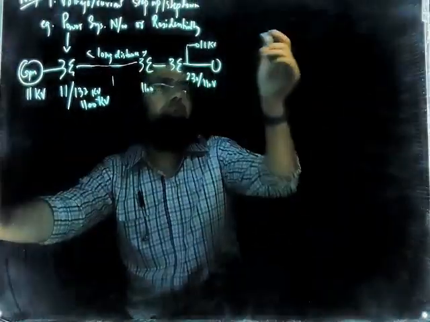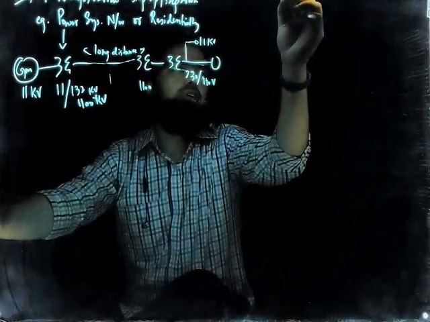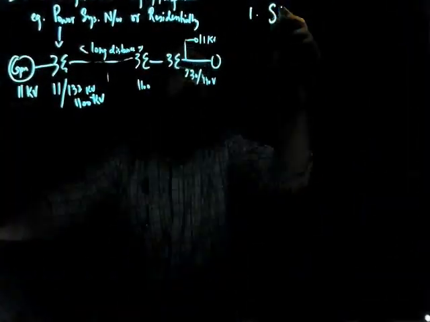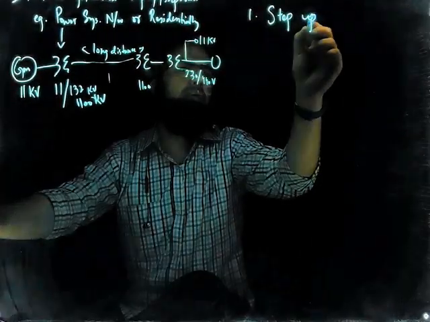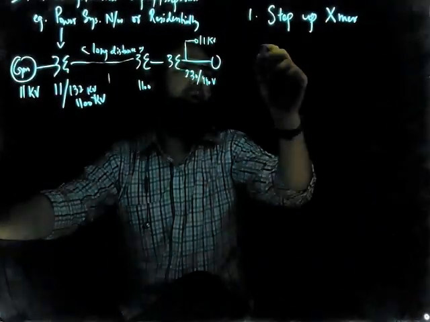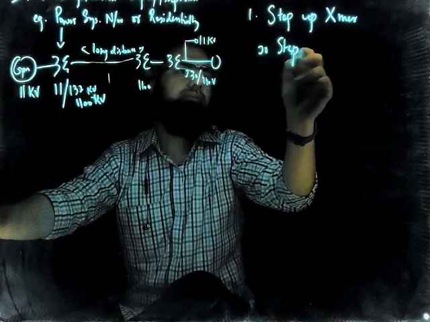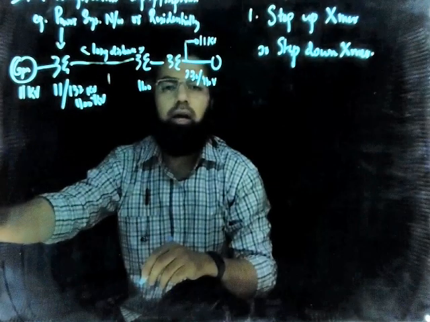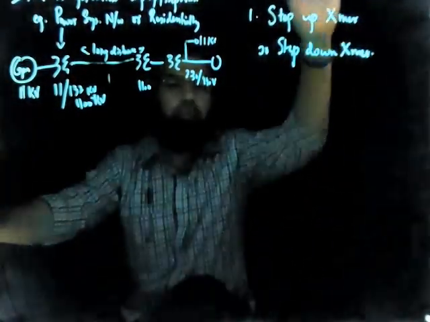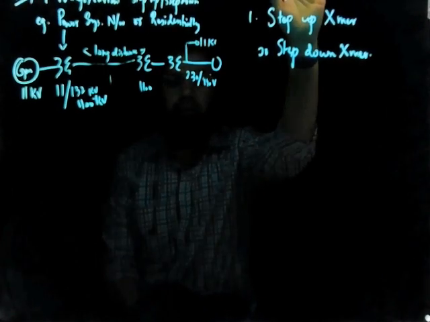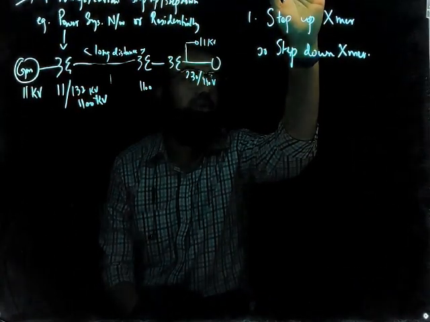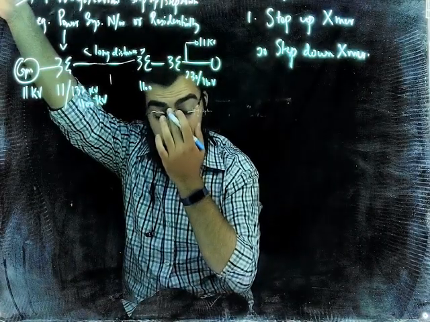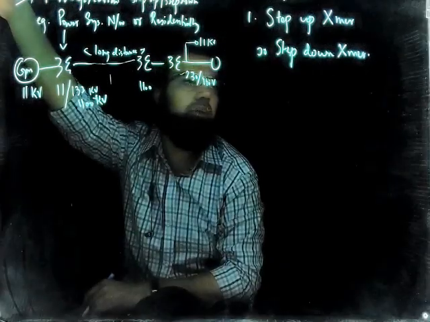And based upon this, I'm actually going to write the types of transformers as well on this side. Based upon this, the transformers are classified as step up transformer or step down transformer. So a step up transformer will step up your voltage, and subsequently the current will be stepped down, while your step down transformer will step down your voltage, and the result is that the current will be stepped up.